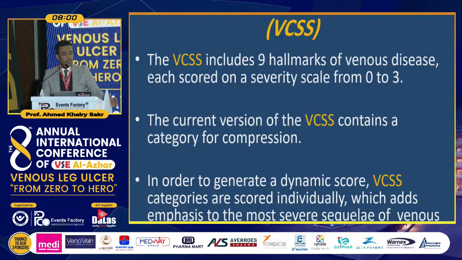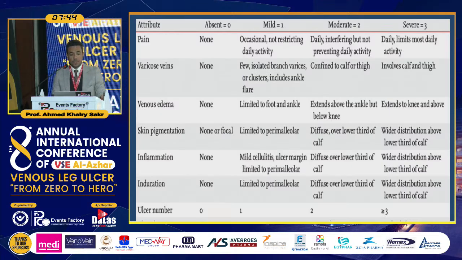Compression is used in order to generate a dynamic score for the venous clinical severity score, categorizing the scored individual, which adds emphasis to the most severe sequelae of the venous disease that are likely to show the greatest response to therapy.